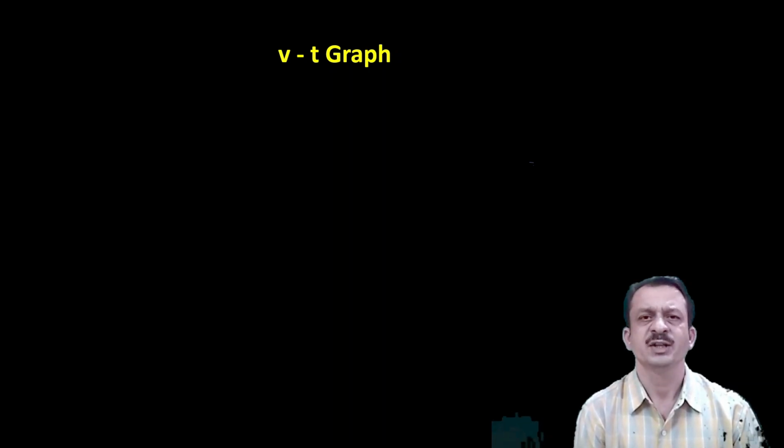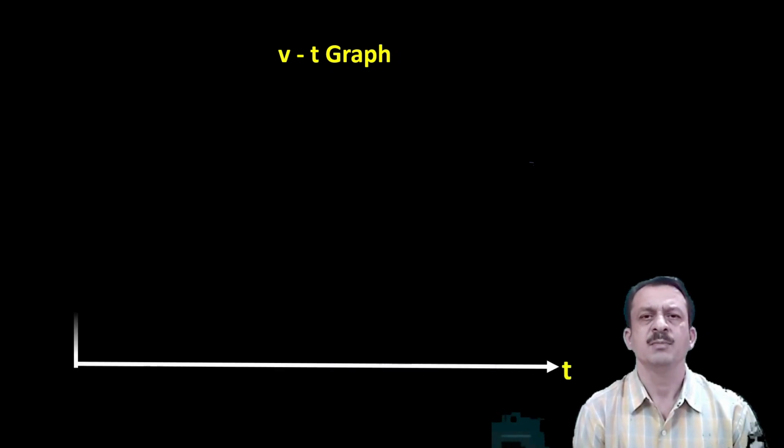So initially the velocity is increasing. After a certain time the velocity becomes constant, and in the third interval the velocity goes on decreasing. Now for that one we will draw a VT graph. Velocity is taken along the y-axis and time is taken along the x-axis.